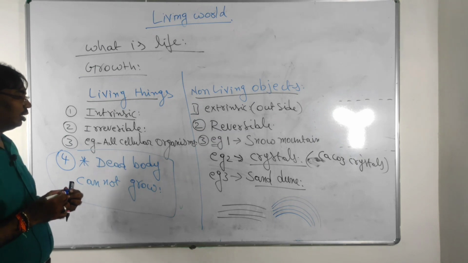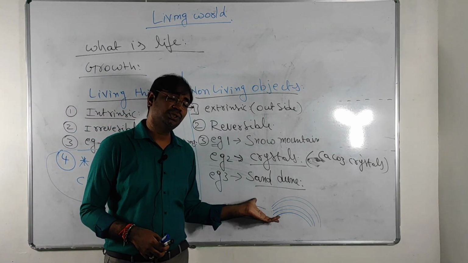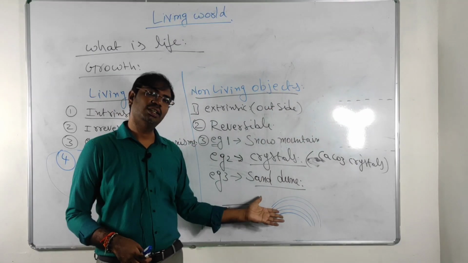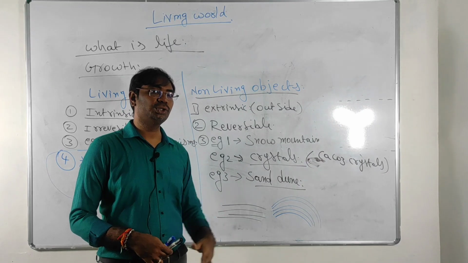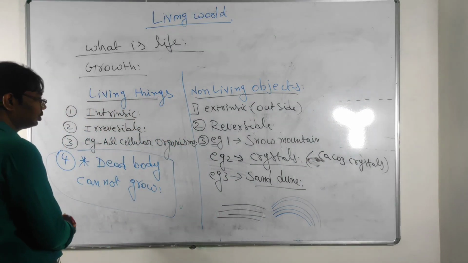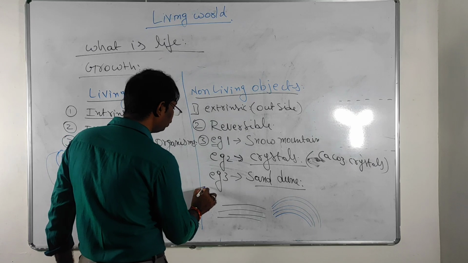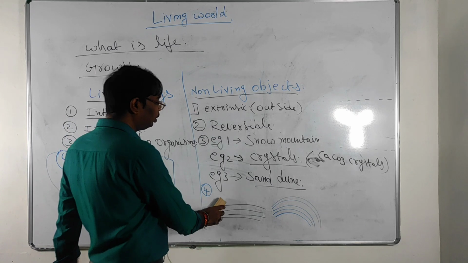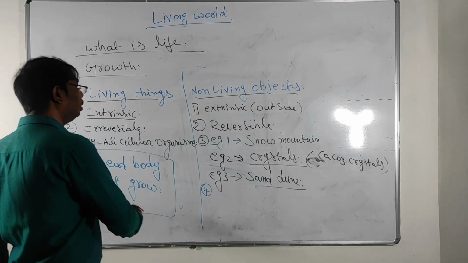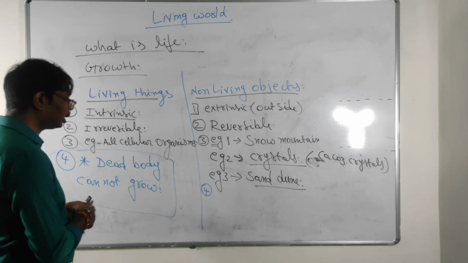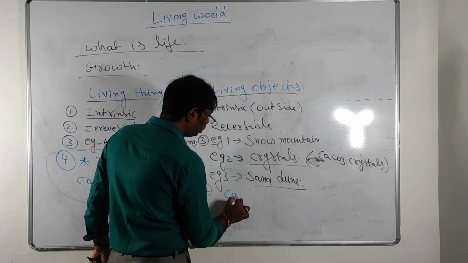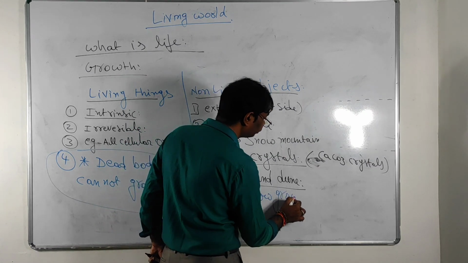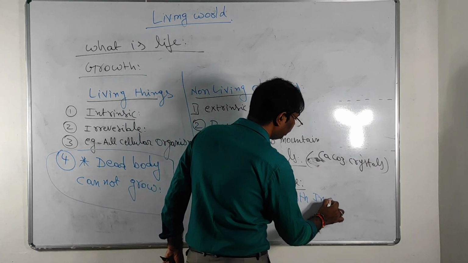But here, it may be living or dead. Any dead object, a non-living object, is always present in the dead condition only. So in the dead condition it is also able to show growth. That is another difference. Generally a dead organism will not show growth, but non-living objects can show growth in the dead condition.